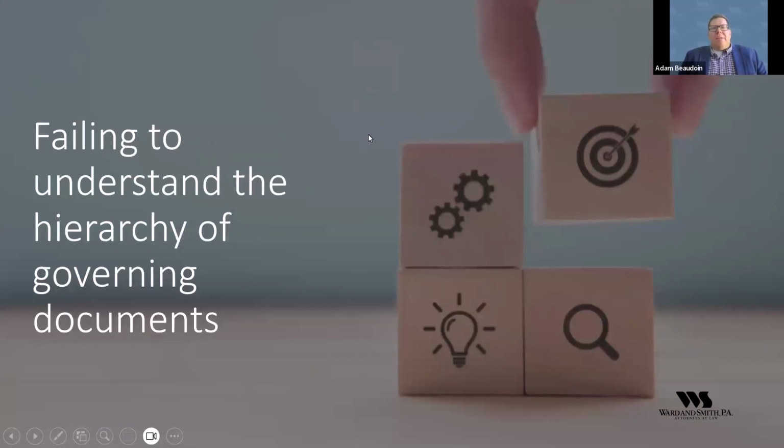The next biggest pitfall that we see is failing to understand the governing documents. That is, the hierarchy of governing documents. And this is the same hierarchy of governing documents in North Carolina and South Carolina. And so I'm going to click on a screen here. And as Ben said, I'm going to send this presentation to CAMS. They will have this and they will be able to post it so you'll be able to access it.